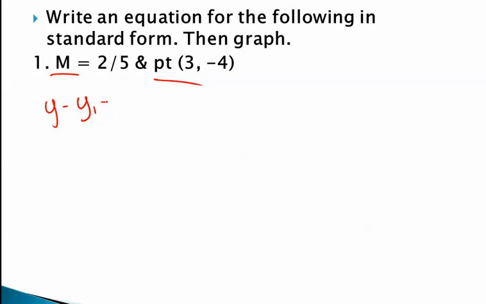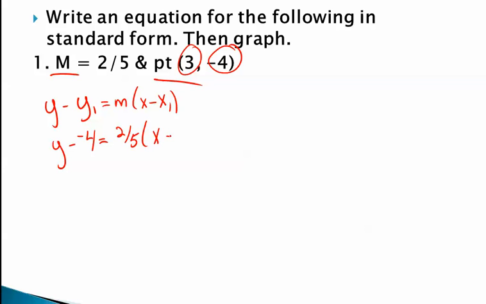y minus y1 equals m times the quantity x minus x1. y1 will be -4, so it's going to be minus a -4. Our slope is 2/5, and our x1 will be the 3. So we plug that in, and this right here is technically an equation for the line, but what we're asked for is to put it into standard form. So what we'll do is simplify and combine terms.